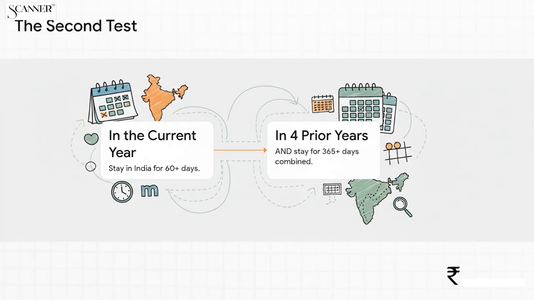But what if you were here for less time than that? Well, that's when we get to the second test, which is a little more involved. To be a resident under this rule, you have to hit both of these targets. It's not one or the other. First, you need to be in India for 60 days or more in the current year. And second, you also have to have been in India for a grand total of 365 days or more over the 4 years that came right before it. Let's see how this works with an example.